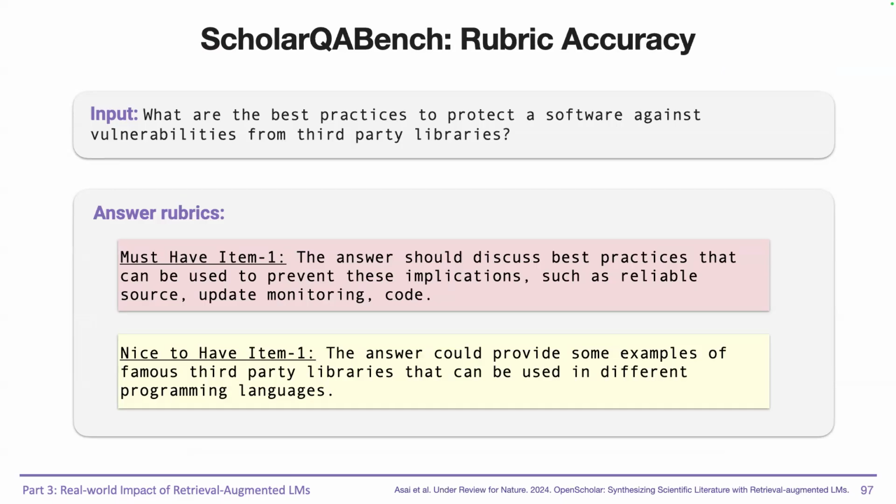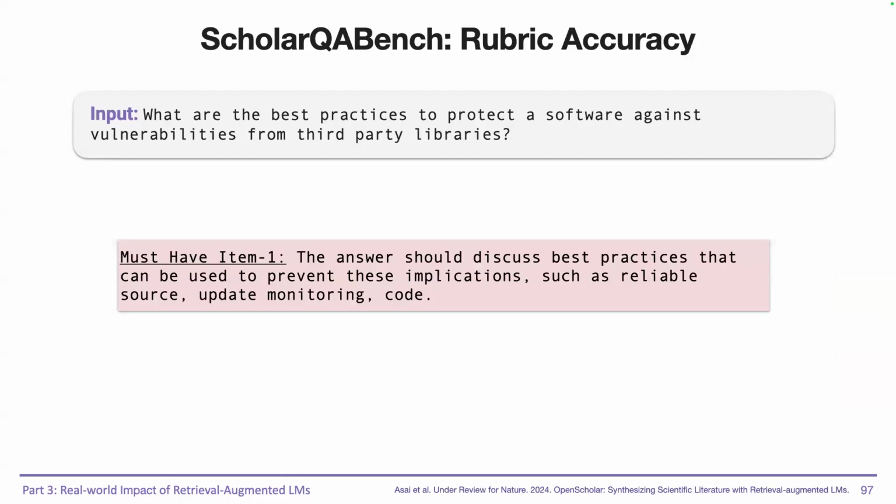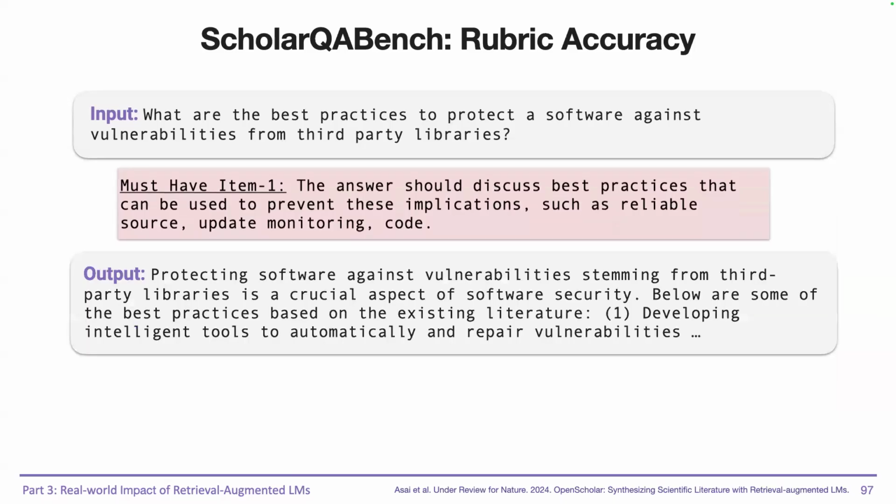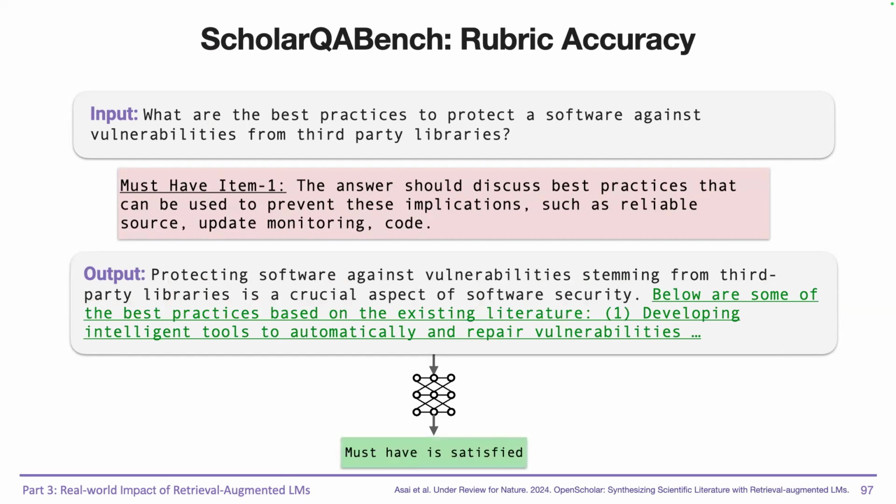Using those rubric annotations, we introduce a new evaluation schema. For each rubric criterion, we use a language model to assess whether the answer meets the requirement. Here, the answer briefly mentions the key point, so the evaluator language model will say this point is satisfied. The scores are then weighted based on the annotated importance score of each criterion. This approach enables a more reliable automatic evaluation compared to traditional string matching-based evaluation.